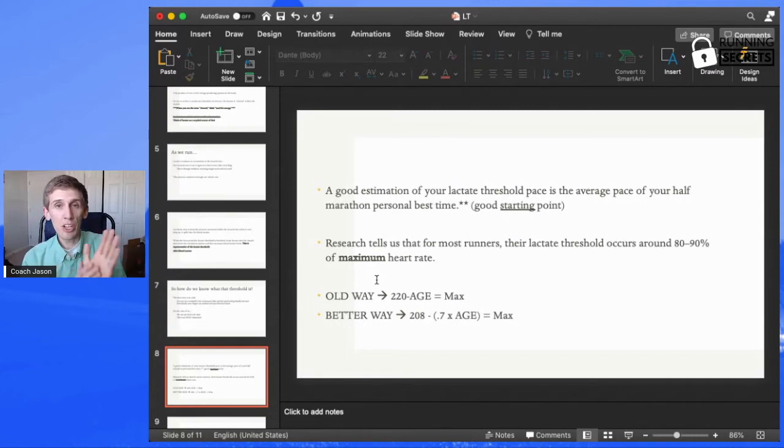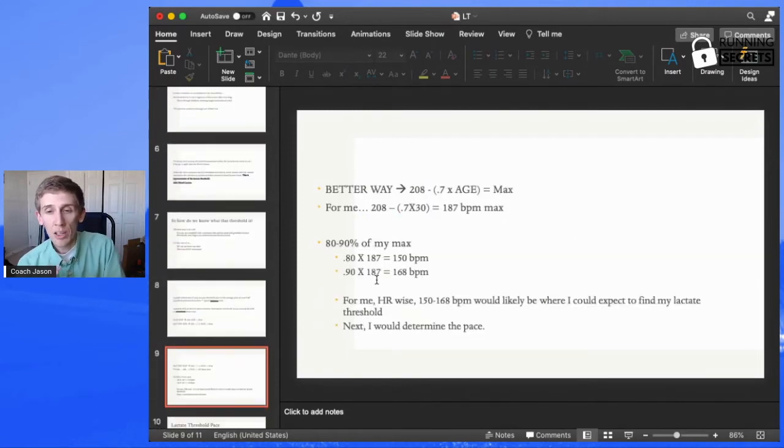Research has suggested that this is the way to do it. You take your age times 0.7, get that value, and then do 208 minus that number. So here's what it looks like. For me, I turned 30 last year, so you do 0.7 times 30 and take that value and do 208 minus that value, which comes out to be about 187 as my suggested maximum heart rate.